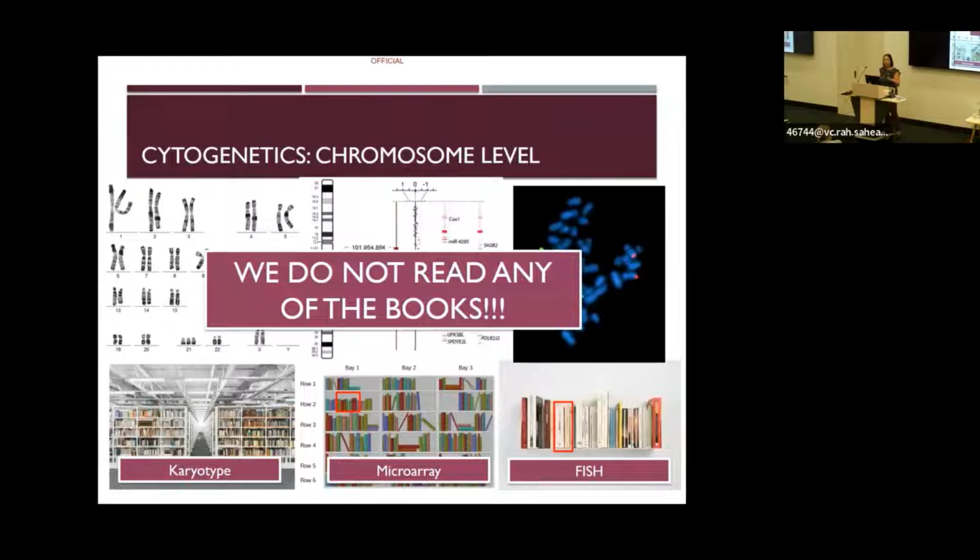Now, the important thing to think about with cytogenetics is we're not reading any of the books. We're not opening them up. We have absolutely no idea what's inside. It's just about, is it there in the right number? And depending on the technique, is it there in the right location and the right orientation?